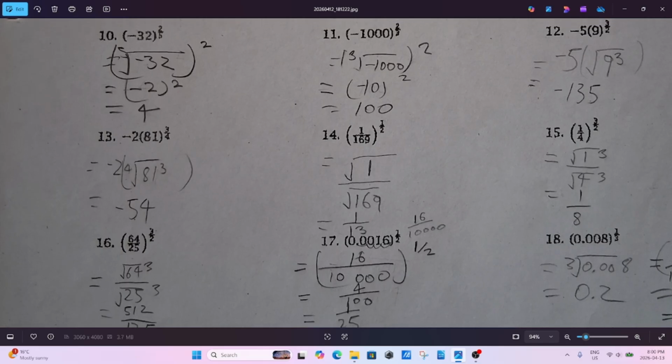Question 12, negative 5 times 9 to the exponent 3 over 2 is equal to negative 5 square root of 9 to the cube. So that would be 3 cubed, I think, is 27. And 27 times negative 5, you get negative 135.